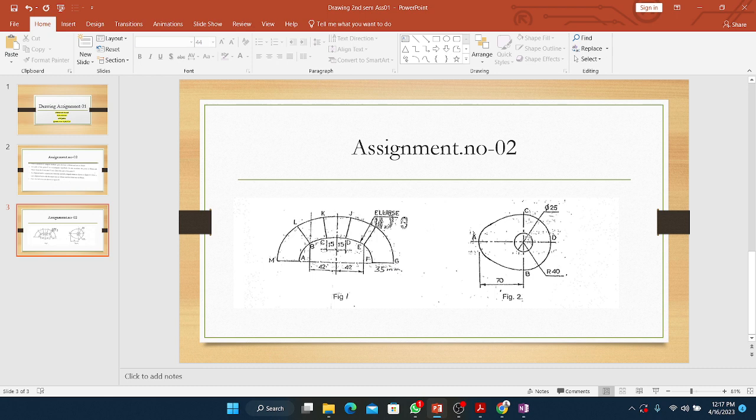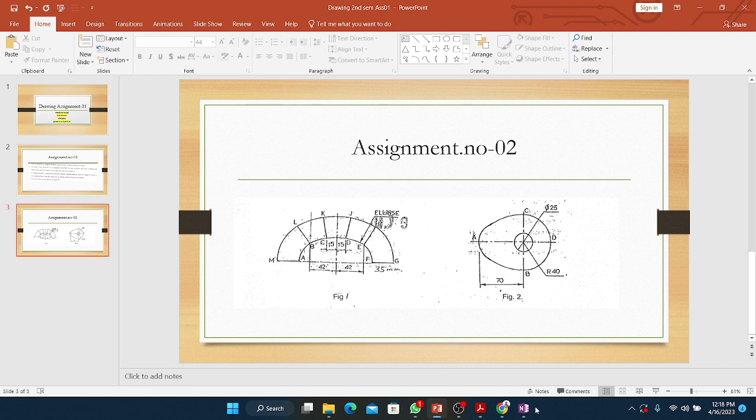After completing this full circle and this half circle, you want to draw a parabola here with an axis of 70 millimeter, and the base is 40 plus 40, 80 millimeter. So you know how to draw a parabola. You can use any method that is good for you. The rectangular method is the easiest one, and I am proposing it to you.